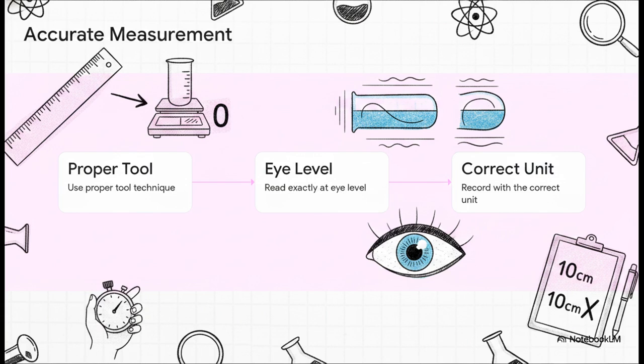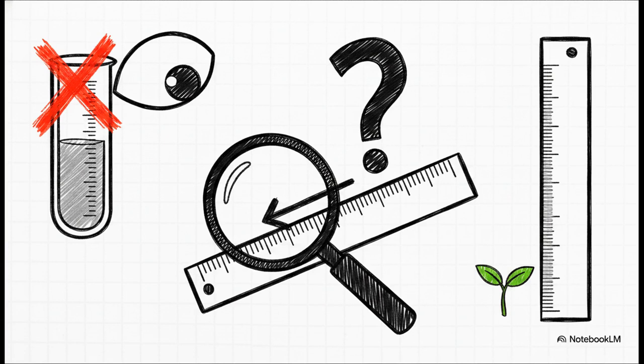And finally, step 3, always record the number right alongside its correct unit. A number without a unit is pretty much meaningless in science. You'd be surprised how often simple mistakes ruin a good scientific investigation.